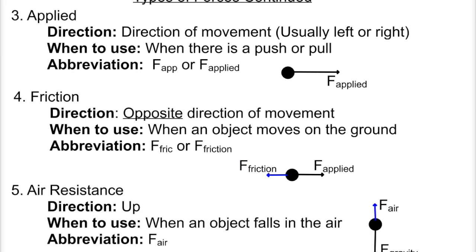A fifth one, also one of our words of the day, is air resistance. And air resistance, the direction is going to be up. And you're going to use this when an object falls in the air. Okay, so you're going to have gravity going down, pulling our object down, and then we're going to have the force of air, or air resistance, going up.